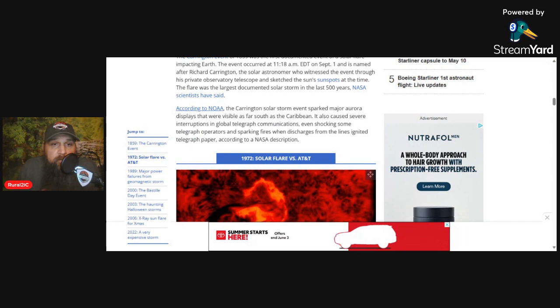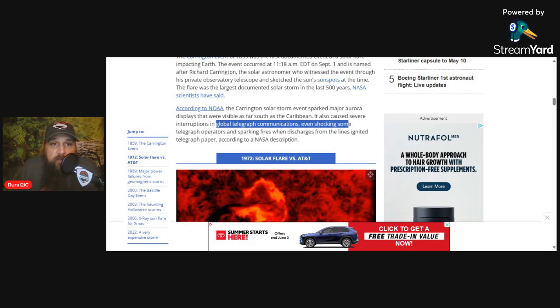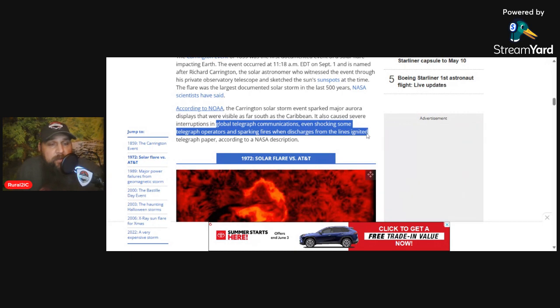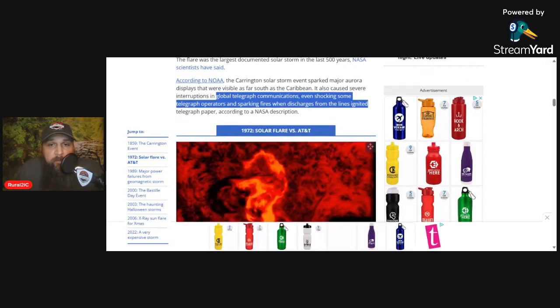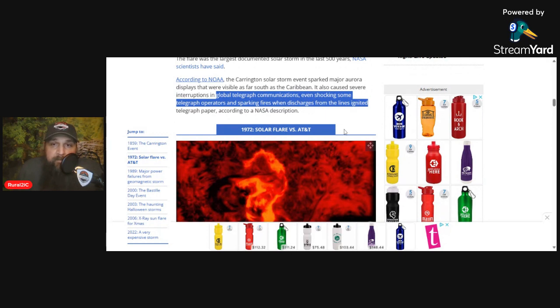This went through and fried a bunch of different communications. If you look right here, it interrupted global telegraph communications, even shocking some of the operators, sparking fires when there were some discharges. There's a bunch of things that kind of happened. Yes, I know technology has changed. We're using different lines and we have different things, but it does not mean that it cannot be bad. We could get a worse solar flare coming towards us.